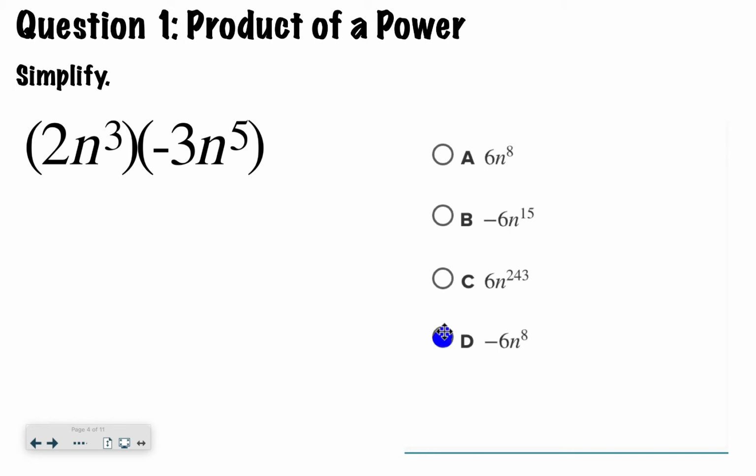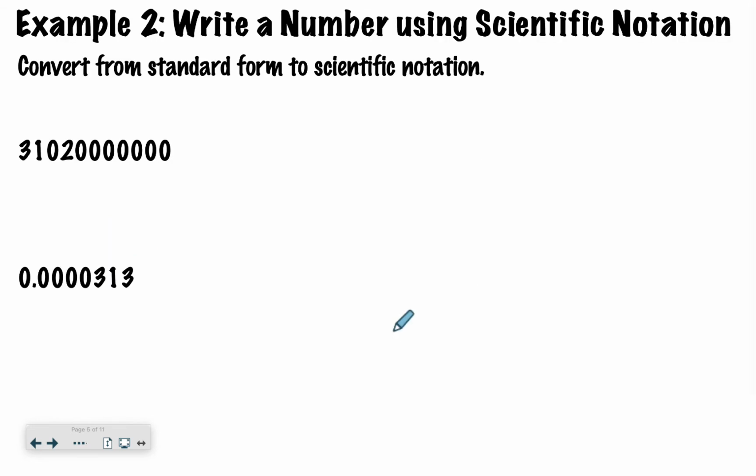All right, hopefully you said letter D, which was 2 times 3 is negative 6, and then we have n, 3 plus 5 is 8, so negative 6, n to the 8th. If you have questions about that, please be sure to ask for some help. I'm happy to help you. Let's move on to example 2.